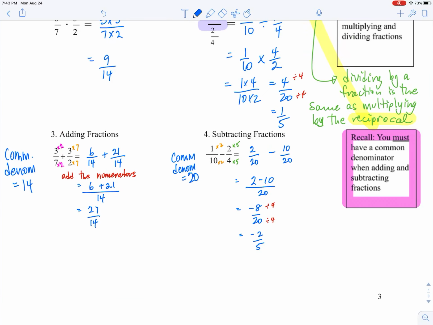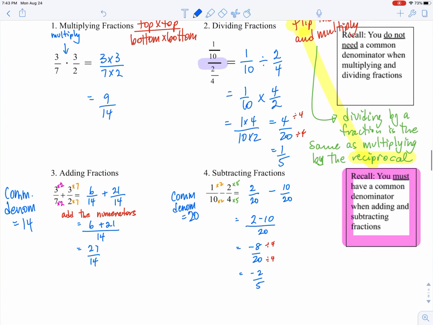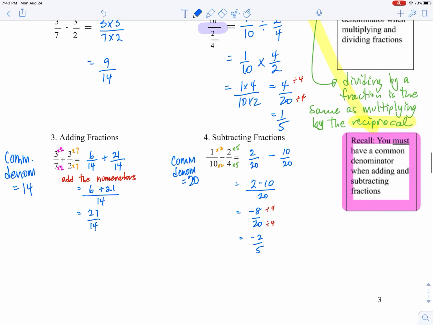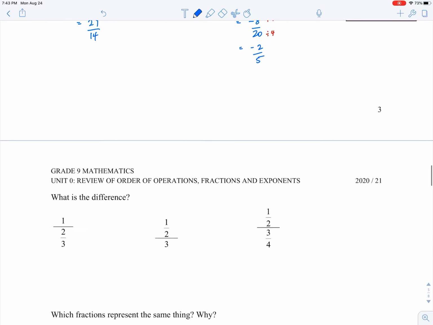So that's multiplying, dividing, adding, and subtracting. And if you find this tricky, please be brave and reach out for some extra practice on this, because it's going to be really important that you can do these types of things. And I'm doing all of this without a calculator. You should be able to do that too.